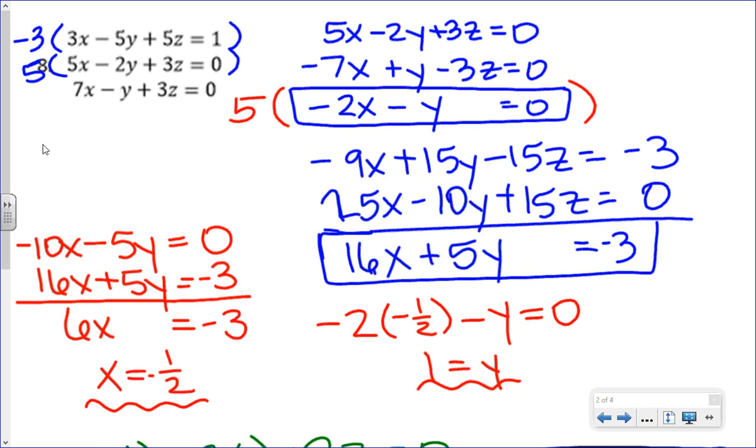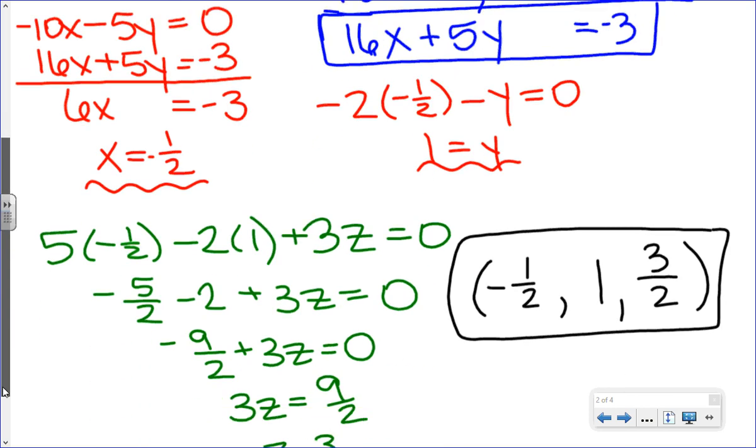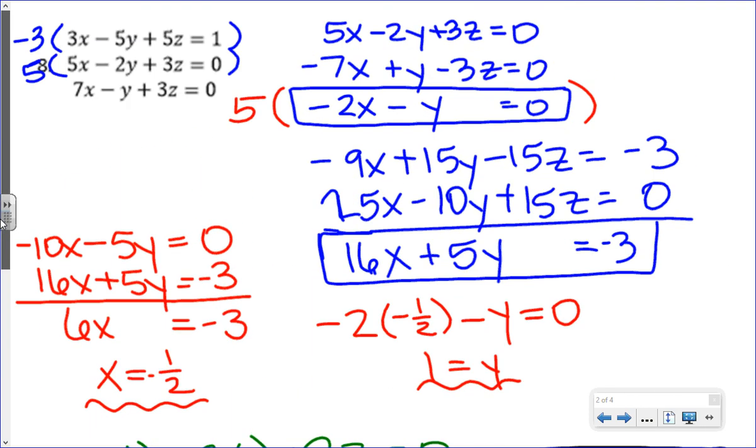Be organized with your work. If you're all over the place, you might lose some equations, some coefficients, some signs, positives, negatives, okay? Now, you may have gotten to this answer and thought, ugh, I'm just really not sure if that's right. Negative 1/2, 1, 3/2. Okay? How can you know that you are right?